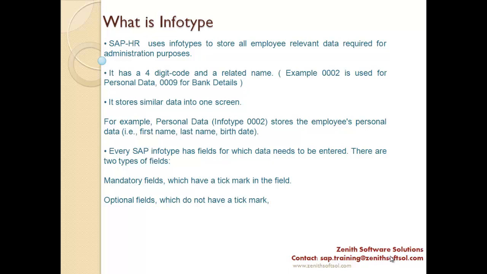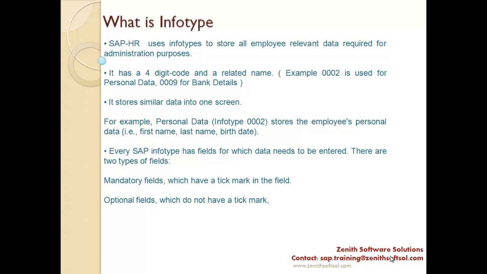SAP has provided infotype. What does this infotype mean? SAP HR uses infotypes to store all employee relevant data required for administration purposes. So the purpose of the infotype is to store the employee information. Infotype is a 4-digit code. SAP has given these infotypes. Each infotype is used for its own purpose.